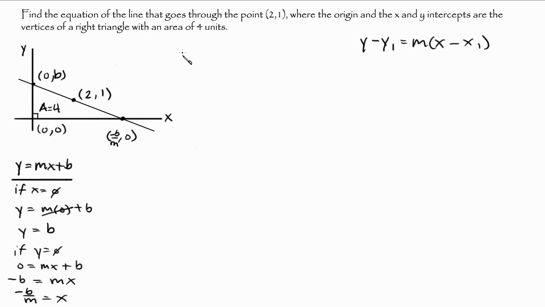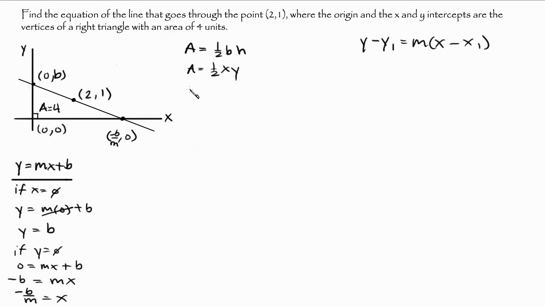Well, the other thing I can do now is create an equation for the area of a triangle. So here is the area for a triangle: area equals 1/2 times base times height. Okay, but my base and my height are actually the x and the y, right? And my x is actually negative b over m, and my y is actually b. So I can write this as area is equal to 1/2 times x and y. Well, I've already figured out what x and y are equal to. y is equal to b, and x is equal to negative b over m. I also know that the area is equal to 4.